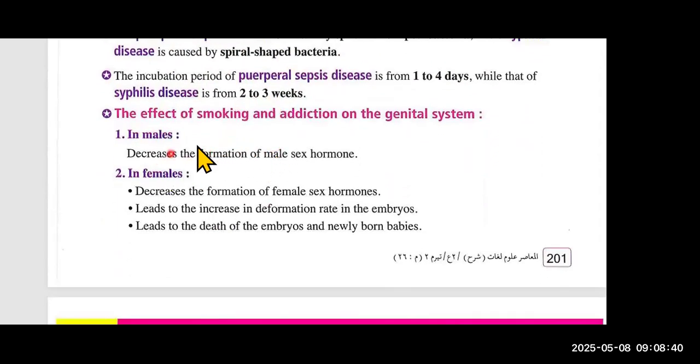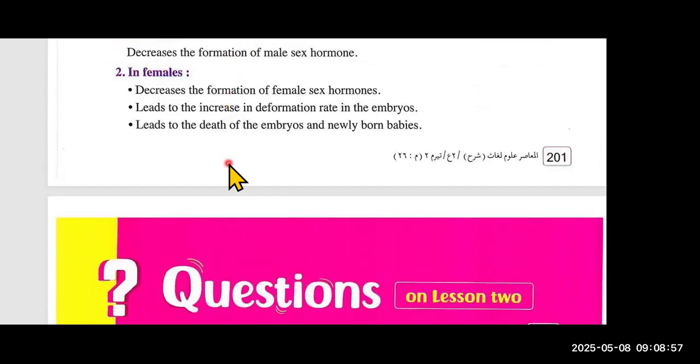The effect of smoking and addiction on the genital system: in males, it decreases the formation of male sex hormone, but in females, it decreases the formation of female sex hormone and leads to an increased deformation rate of the embryo and to death of the embryo and the newly born baby.